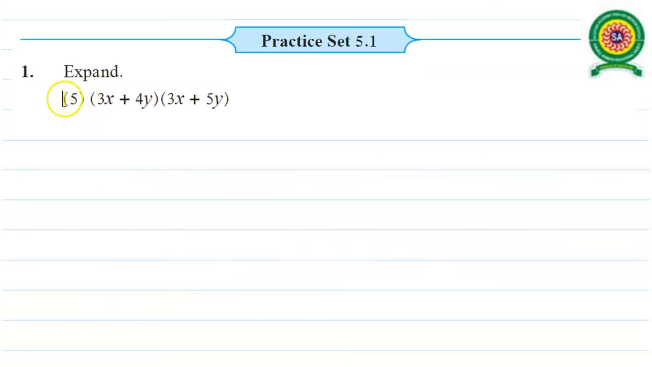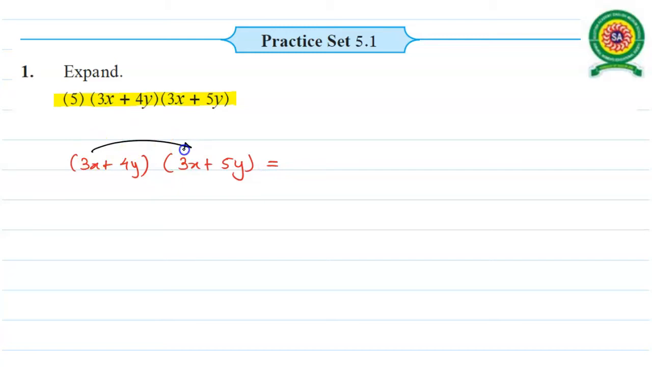Look at the fifth sub-question: expand (3x + 4y)(3x + 5y). So I am writing we have to expand (3x + 4y)(3x + 5y). Let us distribute at the start 3x over the bracket and 4y over the second bracket, so we get 3x into the second bracket, which is 3x + 5y, and plus 4y into the second bracket, which is 3x + 5y.